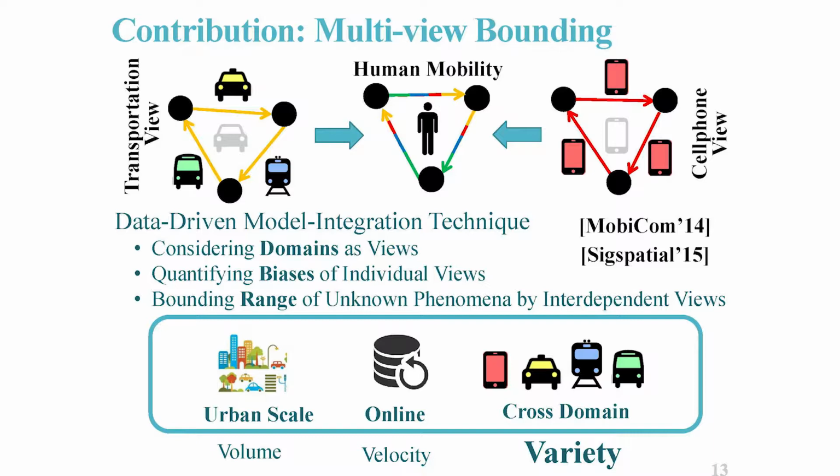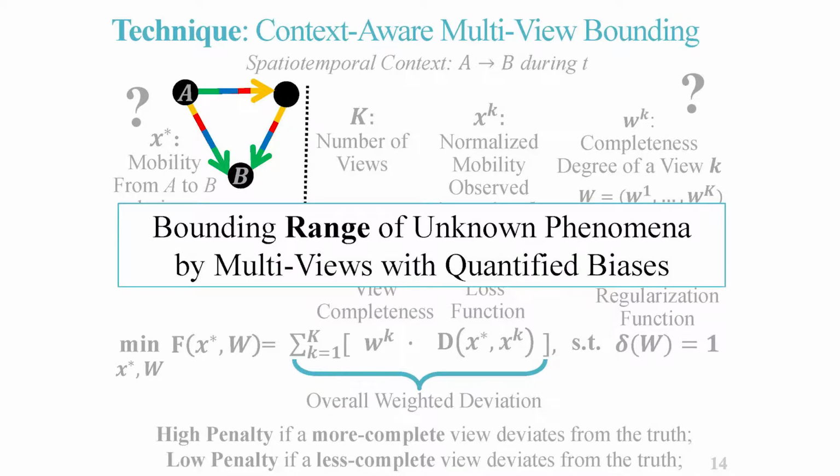Since our model is focused on the cross-domain aspect, our key contribution here is on the variety part. I'm not going to get into the details of this cross-domain multi-view bounding technique, but the key idea here is that we try to bound the range of this unknown physical phenomenon, which is human mobility, how many people travel from one region to another region, by multiple views with a quantified bias.